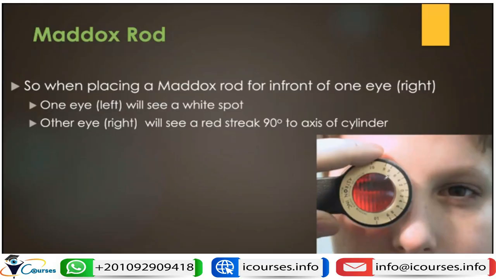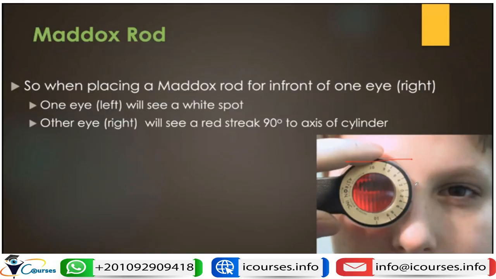So for example, if we are placing this Maddox rod in front of the right eye with the cylinder in the vertical direction, this child will be able to see a horizontal line with his right eye. So this is called a dissociative eye test. There are different dissociative eye tests. One of them we have already mentioned, which is the uncover test or the alternate cover test.